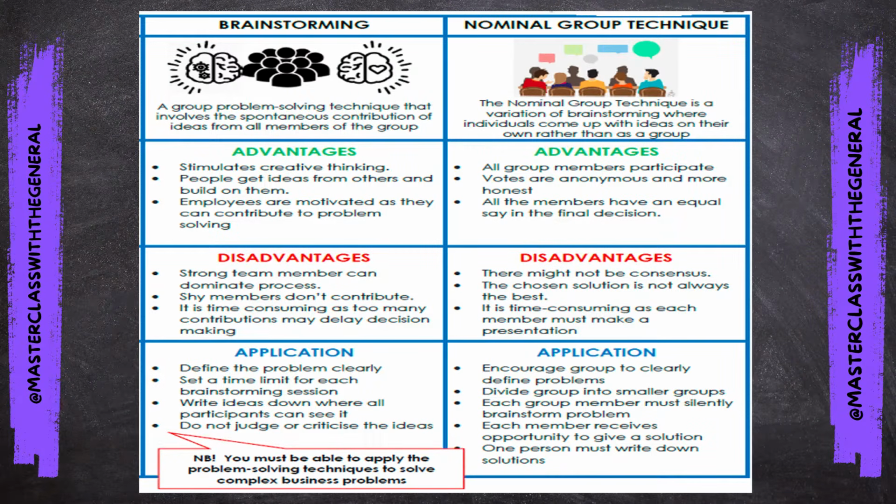Number one, strong team members can dominate the process. Remember, in brainstorming, we said that it's one large group. And you know, in any group, we always have a talkative person who dominates the discussion. So this person will now lead the discourse and will not allow the more reserved members to also participate equally.